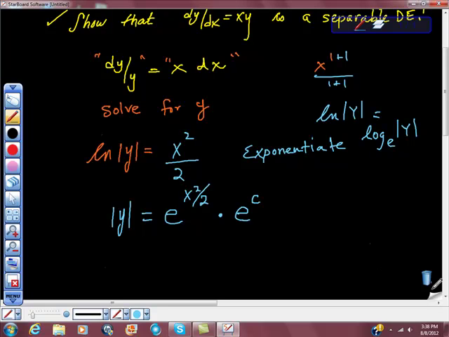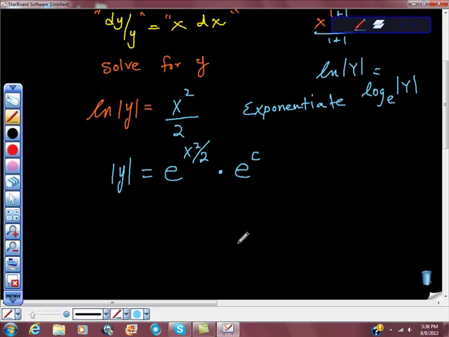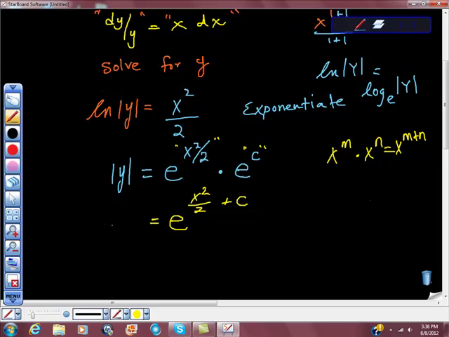We can keep simplifying this a little bit. I just want to remind you of this rule from Algebra 2 that says x to the m power times x to the n power is x to the m plus n power. So e to the m times e to the n: I'm going to add this bit and this bit and get e to the x squared over 2 plus c power is equal to the absolute value of y.